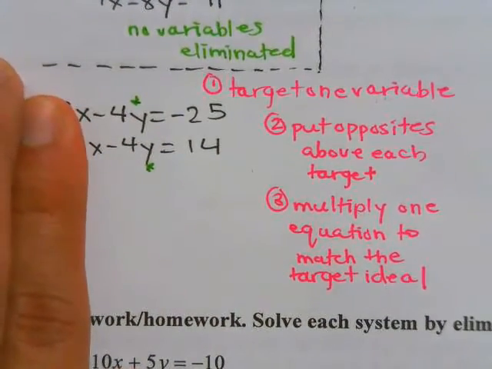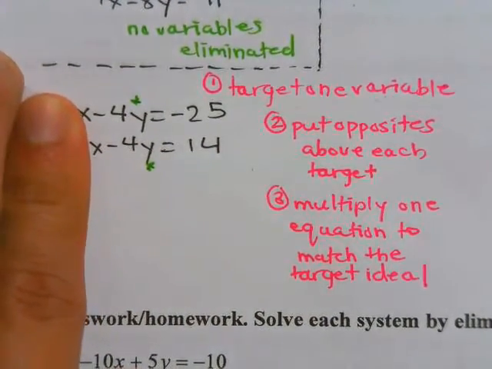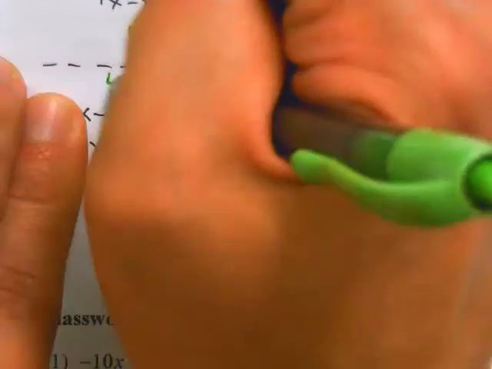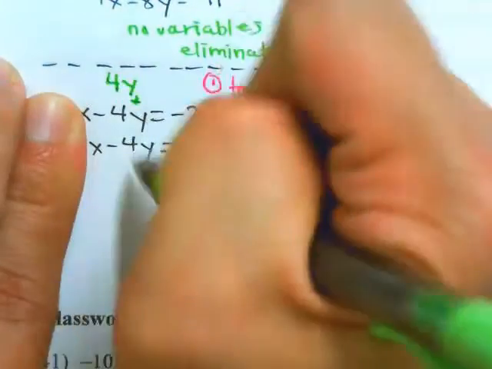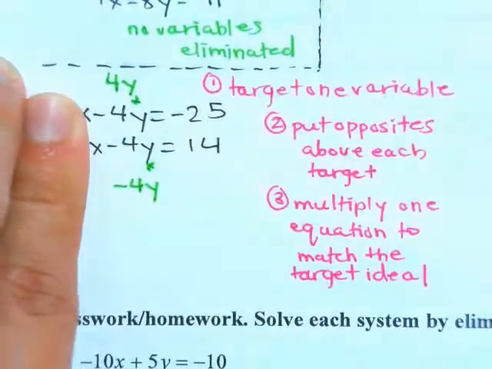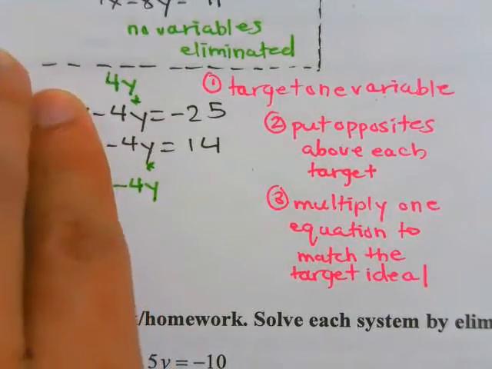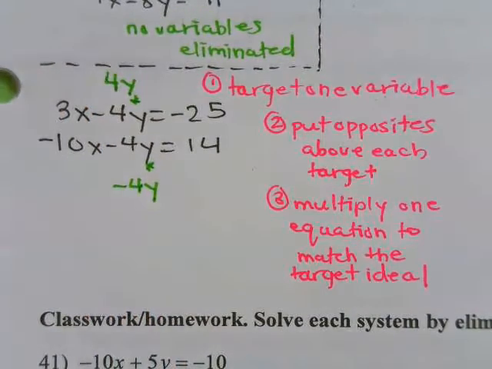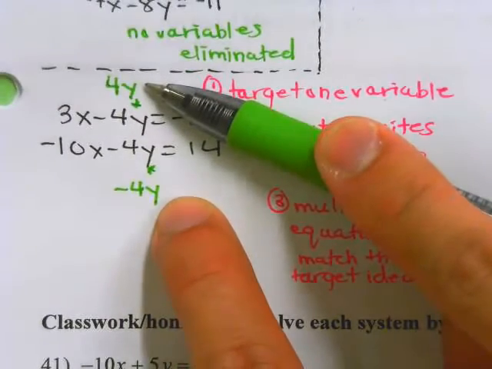Step number 2, we're going to put opposites above each target. What I mean by this is one needs to be positive 4 and one needs to be negative 4. This is going to be an important step, especially on the next elimination round, because one needs to be positive and one needs to be negative in order for elimination to work. Now, step 3. Multiply one equation to match the target ideal. These are what's called your target ideals. We need one that's positive and one that's negative.